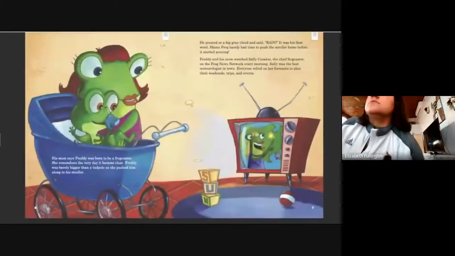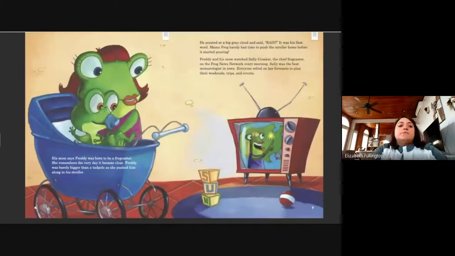His mom says Freddy was born to be a frogcaster. She remembers the very day it became clear. Freddy was barely bigger than a tadpole as she pushed him along in his stroller. He pointed at a big gray cloud and said, "Rain!" It was his first word. Mama Frog barely had time to push the stroller home before it started pouring.